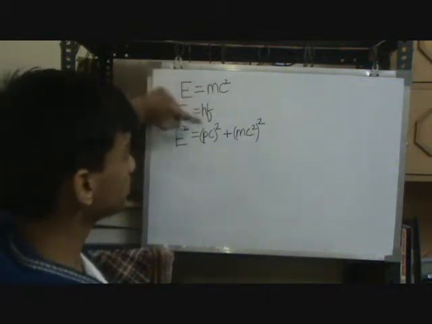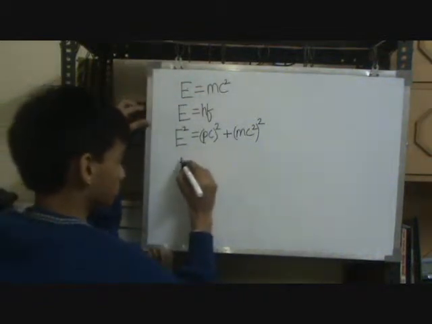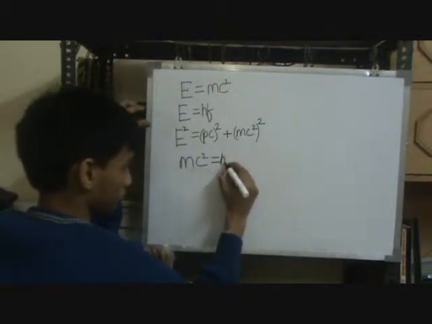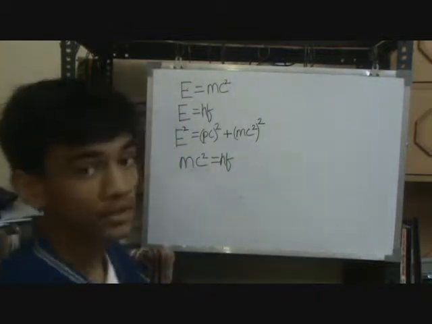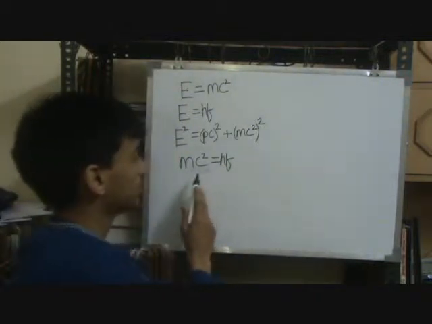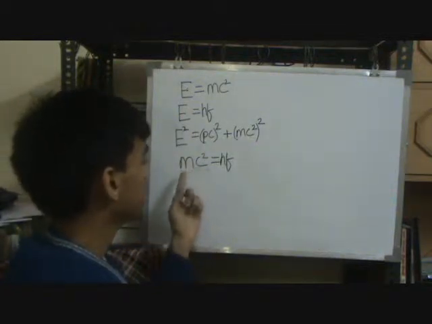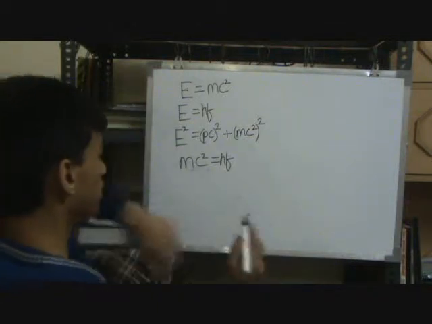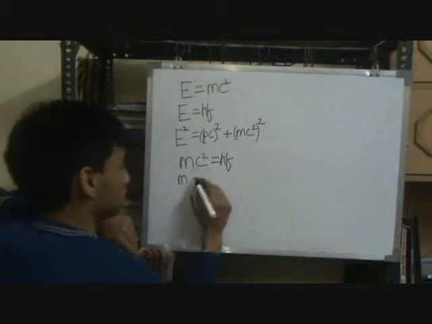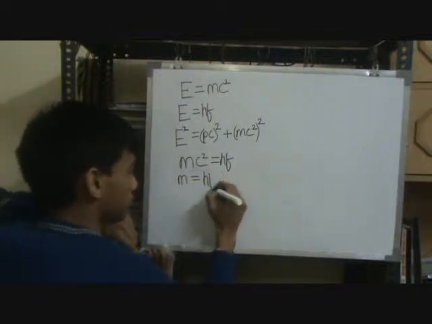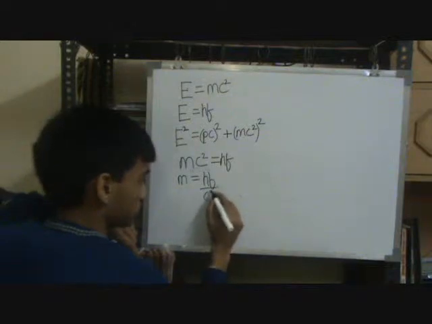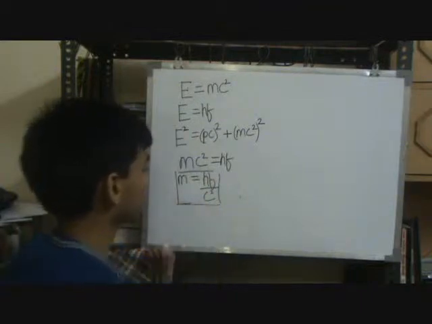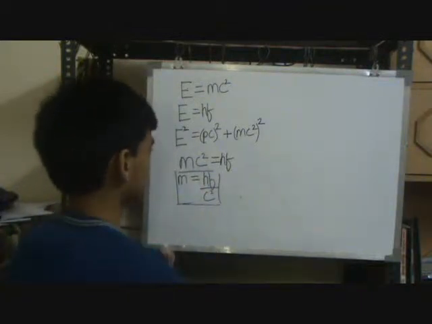If we equate these two formulas, we get hf equal to mc square. So here m is the relative mass, since f is the frequency of a moving photon. Therefore, relative mass is equal to hf by c square. This is the main point. We have to remember this.